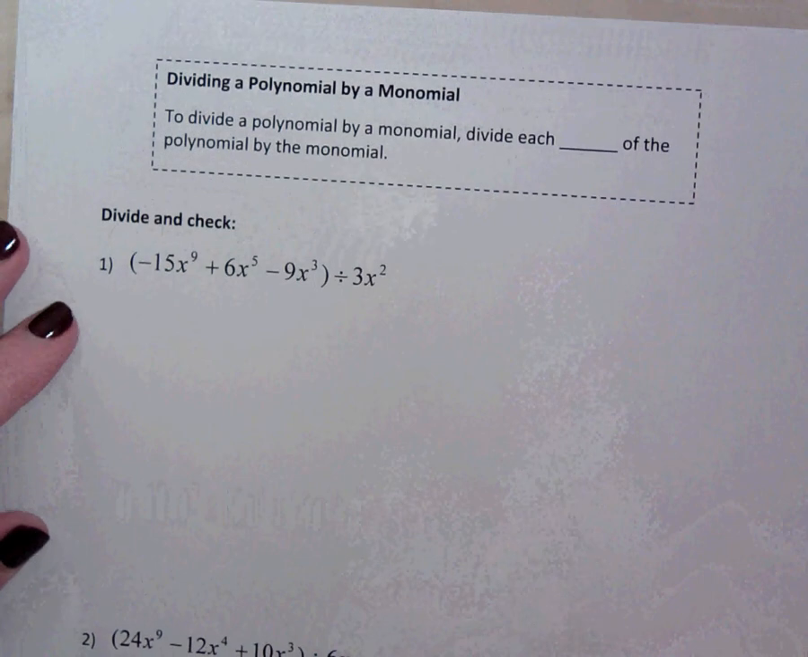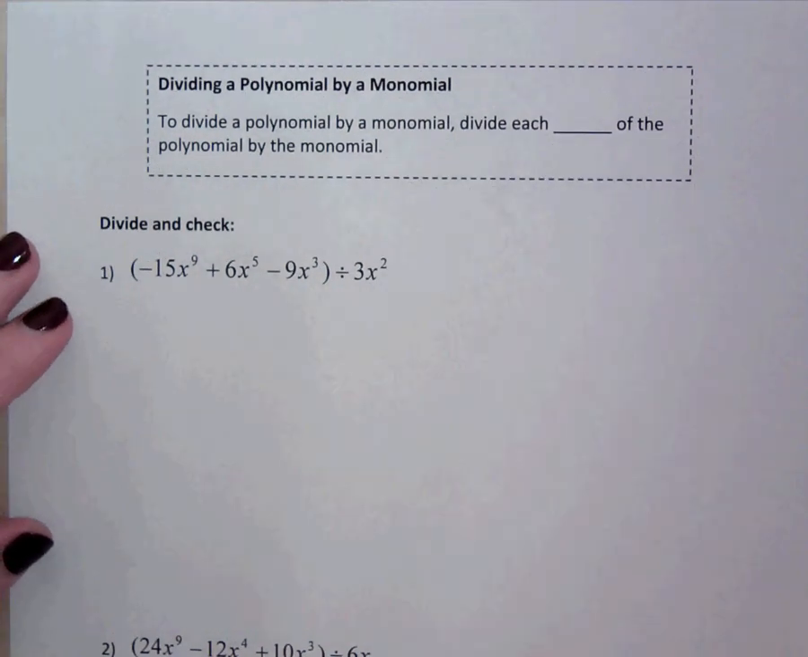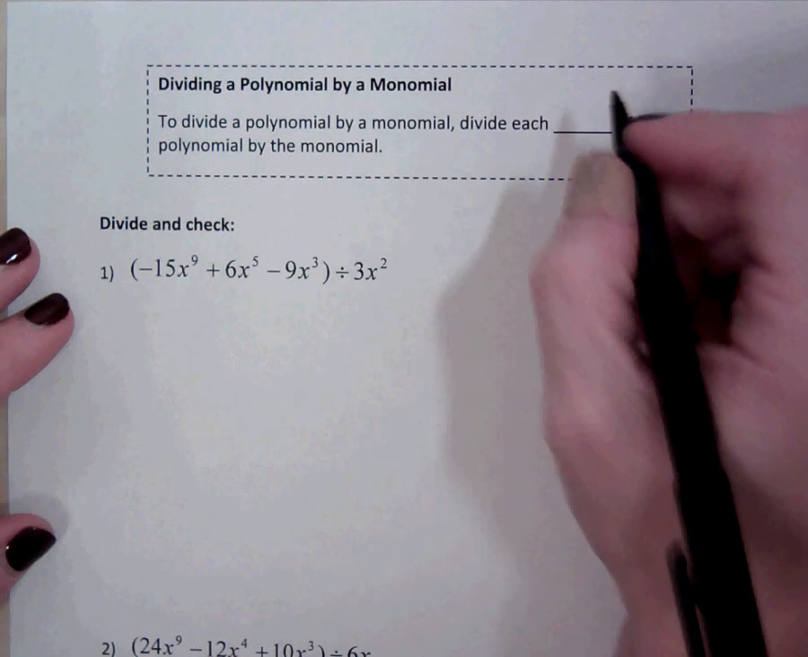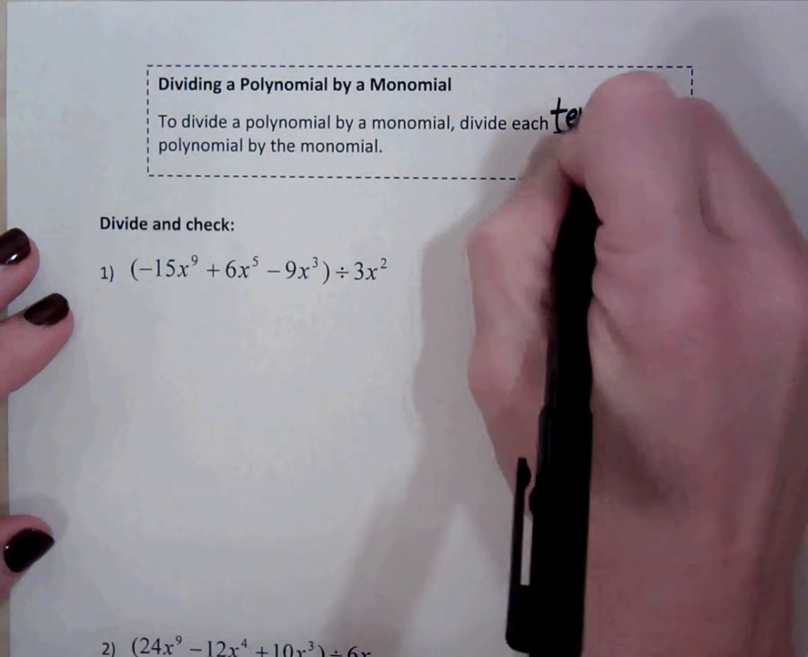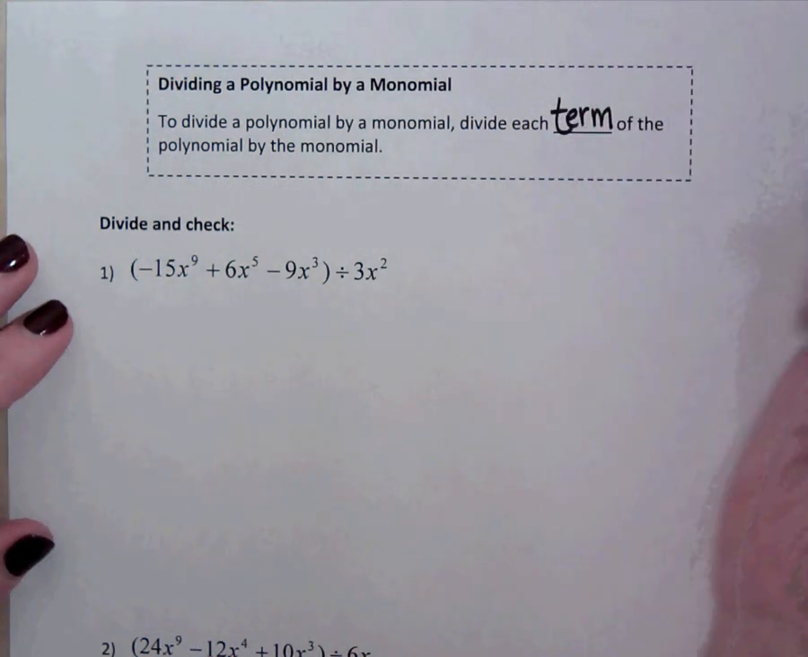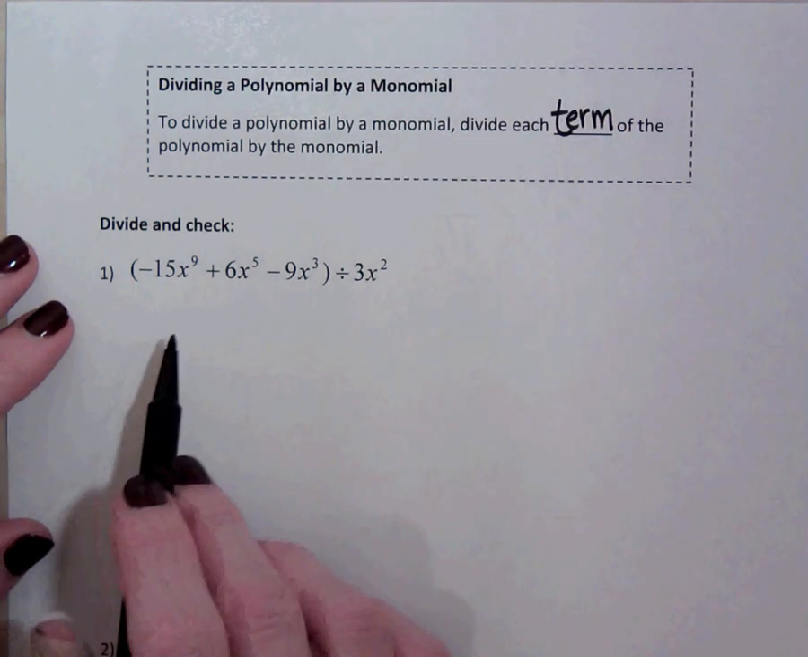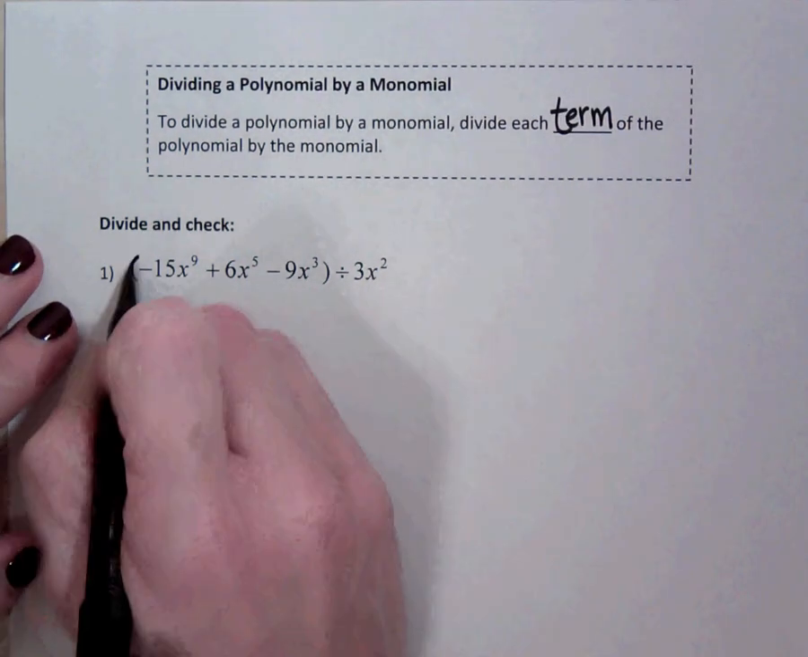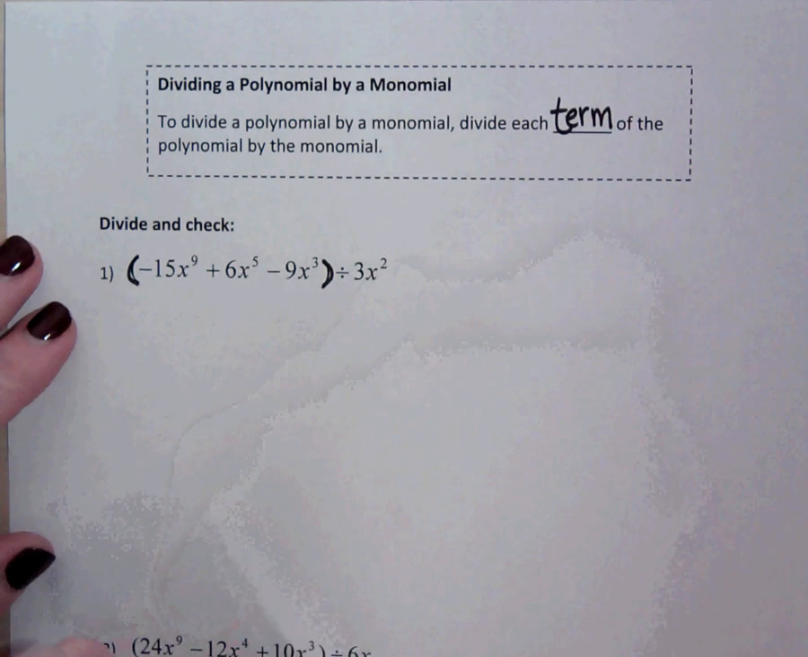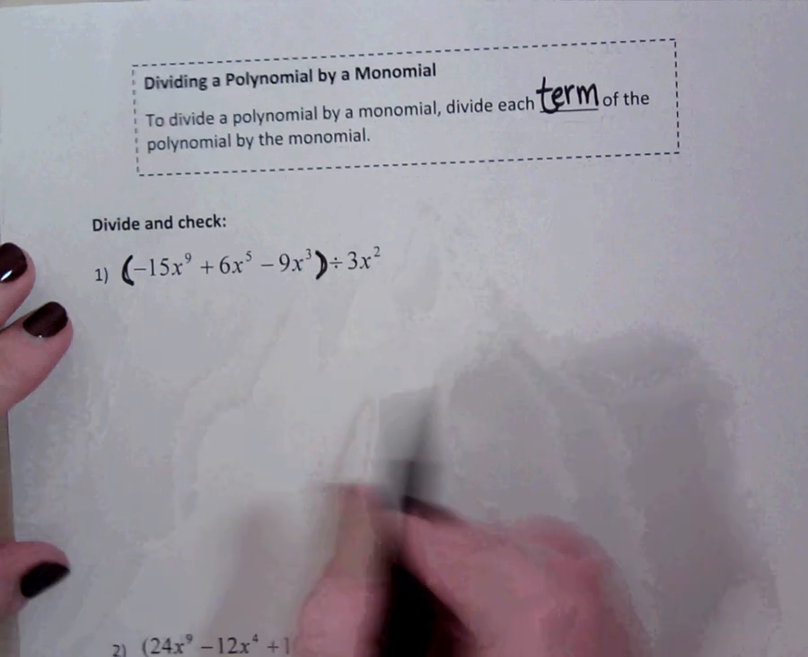Alright, one more. Dividing a polynomial by a monomial. To divide a polynomial by a monomial, divide each term of the polynomial by the monomial. Now that sounds kind of wordy, but it's really pretty basic. So let's look at number 1. I have this whole entire polynomial all divided by 3x squared. So notice how it says divide each term of the polynomial by the monomial.